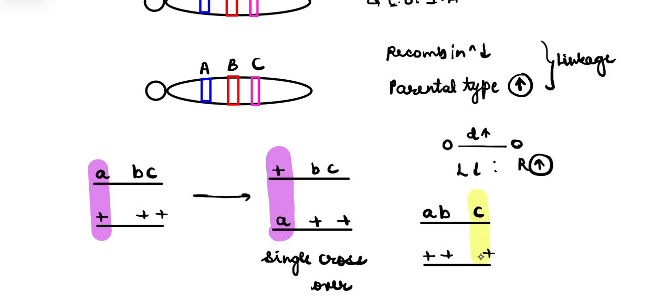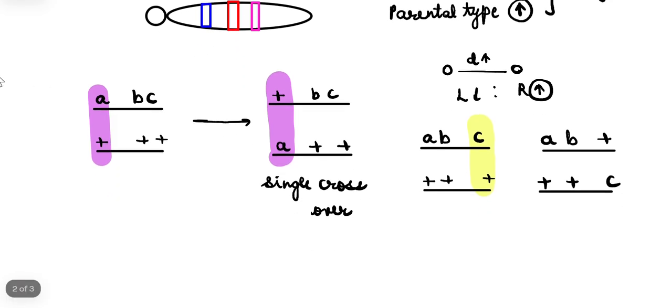The chances are that the C will be showing the recombination, right? So in that case, what we are going to get as our progenies, we would get a condition wherein A and B are linked, but here we'll get plus. Similarly here plus and plus, but here we'll get C. So this condition is also single crossover. Getting it? So this is also single crossover only, and this is also single crossover.